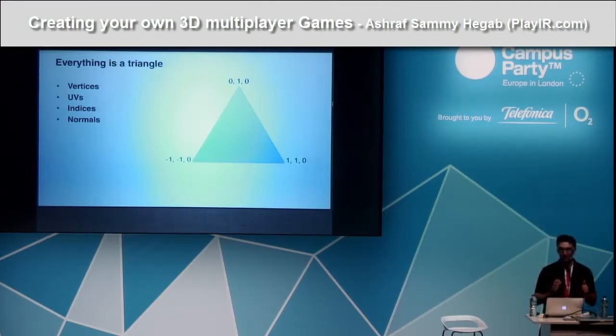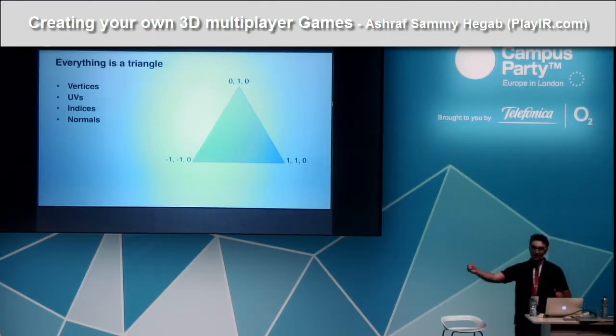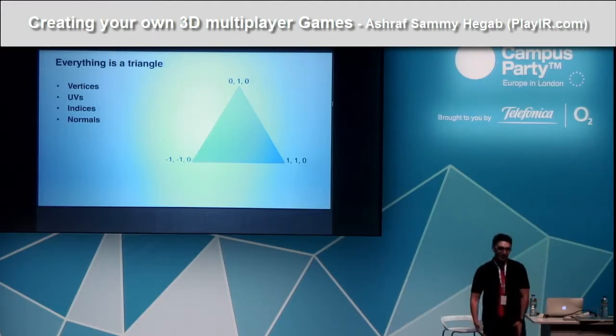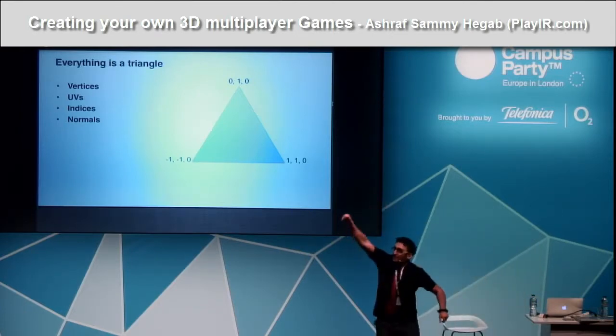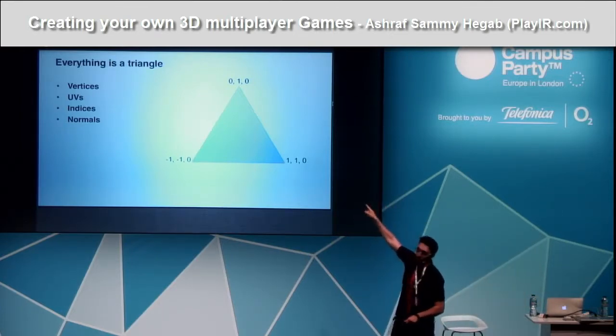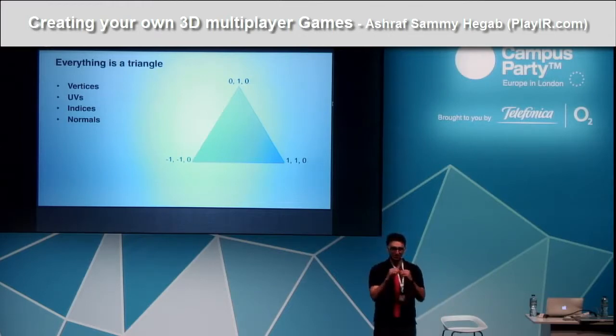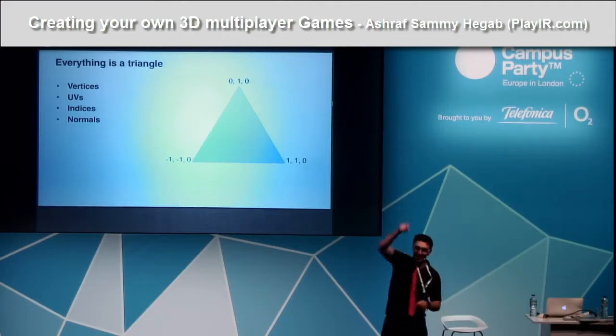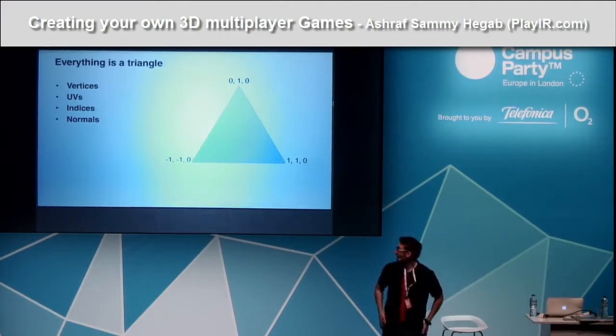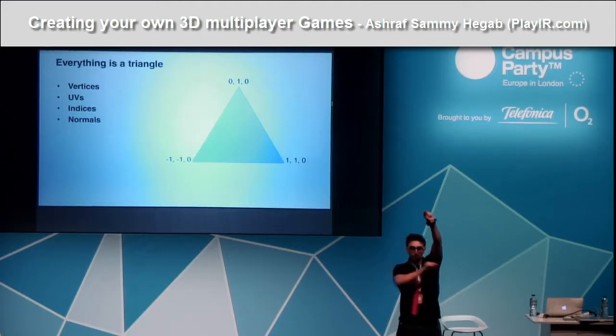And the thing that you're going to see with triangles is there's something called vertices, UVs, indices, and normals. I'm just going to say what they each are. A vertex just defines a point in space. So that top one is 0 x, 1 y, that means it's up there, and 0 z, so it's not forward, it's here. So you can specify any point in the world as a vertex.